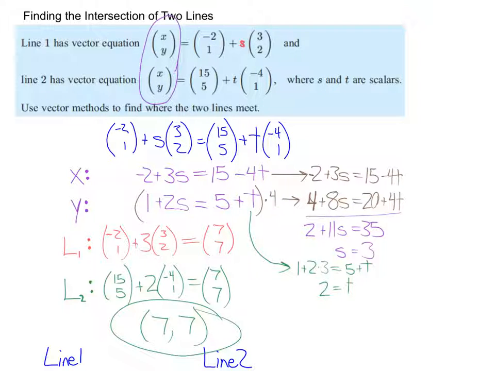So, if these were two objects, would they hit each other? No. The object going along line 2 would pass the point 7, 7 while the other line was still on its way. So let's say we're at line 2. Line 2 would look something like this. And maybe here's the point 7, 7. But it's there when t equals 2. Well, line 1 is approaching it, but at t equals 2, or at time 2, we haven't gotten there yet.